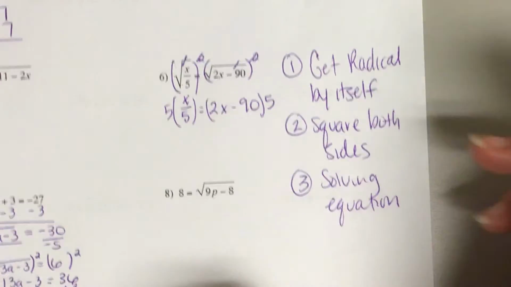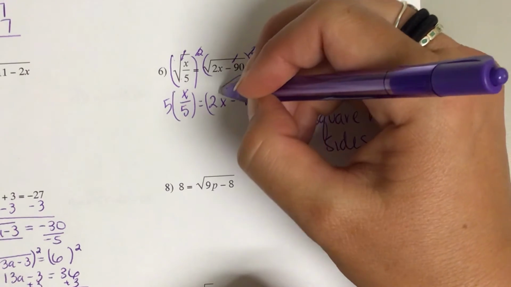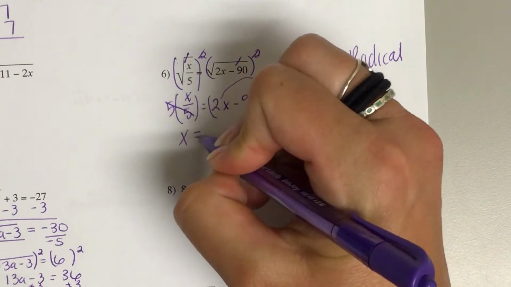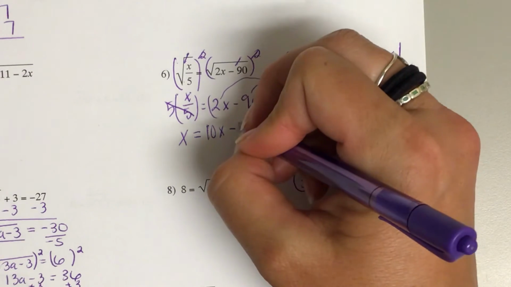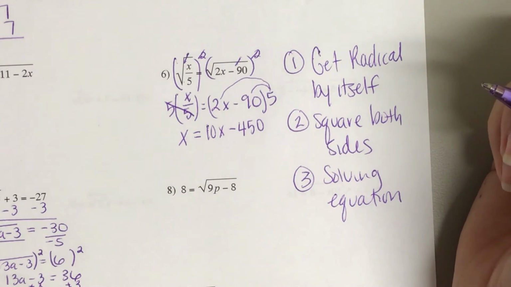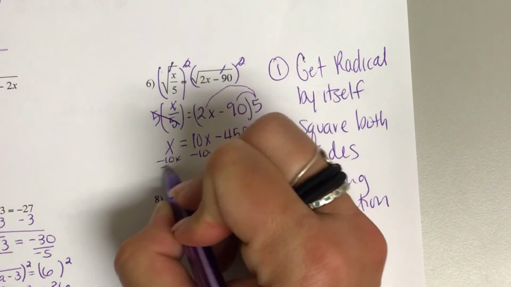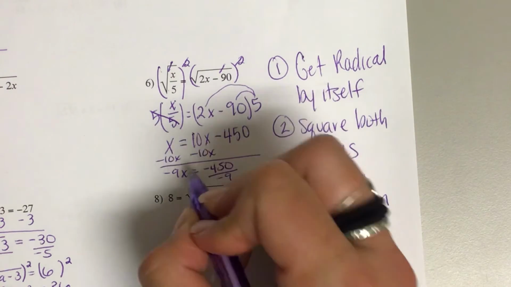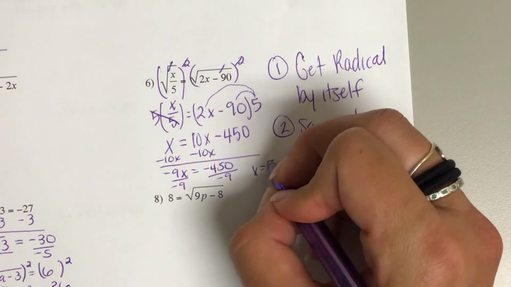Now, when I do this, I like to put parentheses around here and put the 5 out here. That way, my brain automatically sees that I have to do distributive property. So these 5's are going to cancel, so I have x equals, so 5 times 2x is 10x. 5 times negative 90 is going to be negative 450. Okay, and then from here we're just going to solve. So I would subtract 10x. So this is negative 9x equals negative 450. And then divide by negative 9. And that is going to be x equals 50.